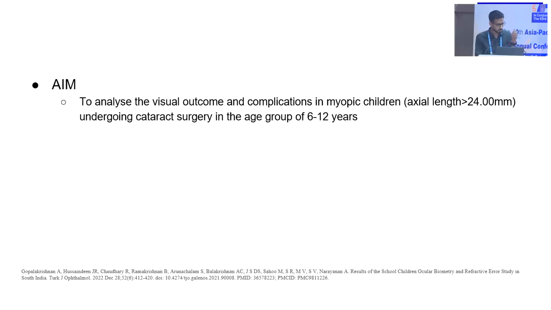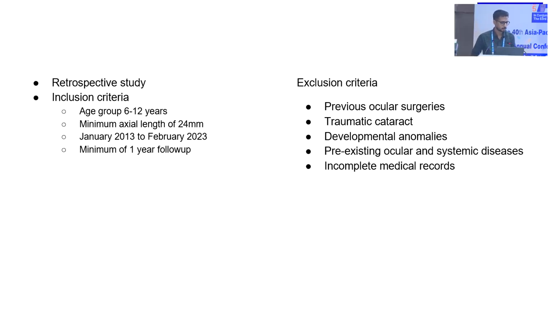Keeping all this in mind, our aim was to analyze the visual outcome and complications in myopic children, specifically those with axial length greater than 24 mm undergoing cataract surgery in the age group of 6 to 12 years. The axial length of 24 mm was chosen because it was 2 standard deviations above the norm for this age group. It was a retrospective study between January 2013 and February 2023 with the age group of 6 to 12 years, having a minimum axial length of 24 mm and a minimum of 1 year follow-up.